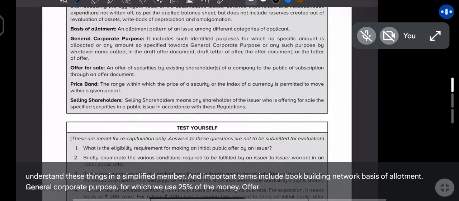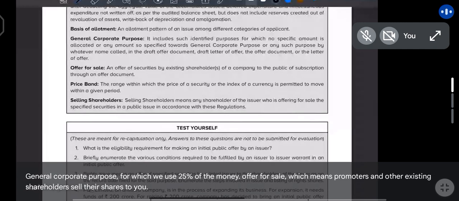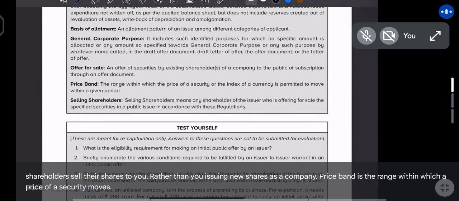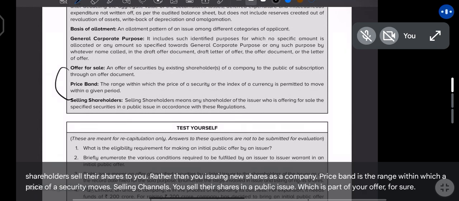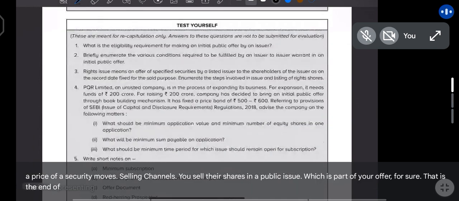offer for sale, which means promoters and other existing shareholders sell their shares to you rather than you issuing new shares as a company. Price band is the range within which a price of a security moves. Selling shareholders are those shareholders who sell their shares in a public issue, which is part of your offer for sale. That is the end of ICDR regulations.